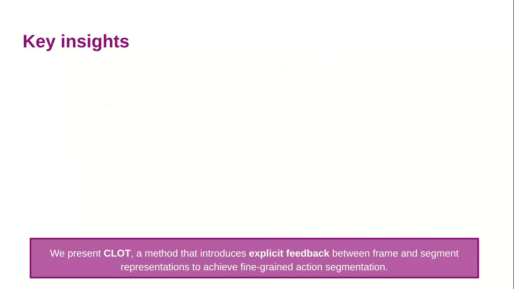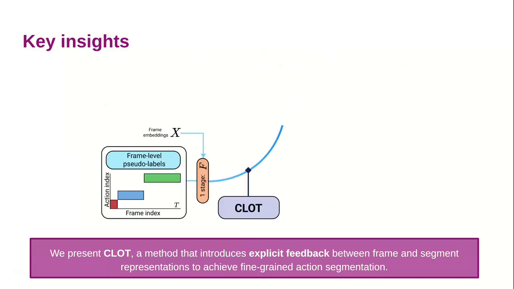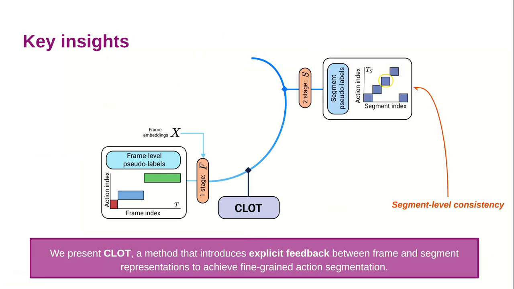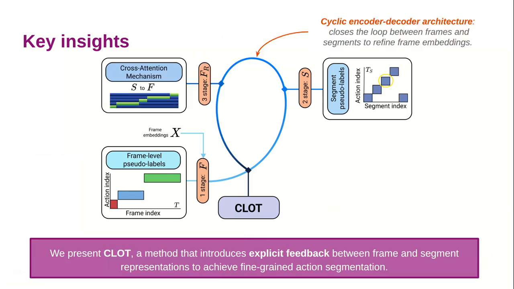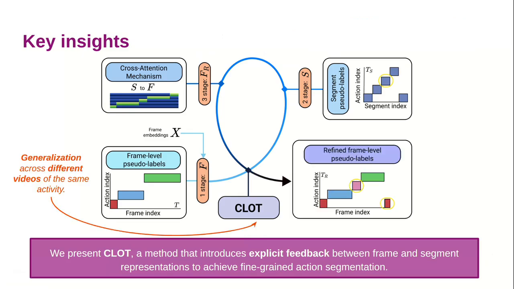We present CLOT, a method that introduces explicit feedback between frame and segment representations to achieve fine-grained action segmentation. In our approach, the first step learns to assign each frame to a potential action embedding while also enforcing smoothness in time. In the second stage, the decoder takes this frame embedding and produces a segment embedding. Then, we introduce a cross-attention mechanism between the encoder and decoder outputs. And finally, because of this explicit feedback mechanism, the model generalizes across different videos of the same activity.